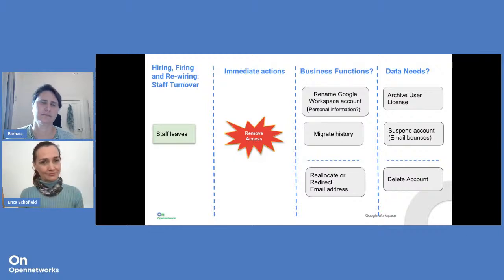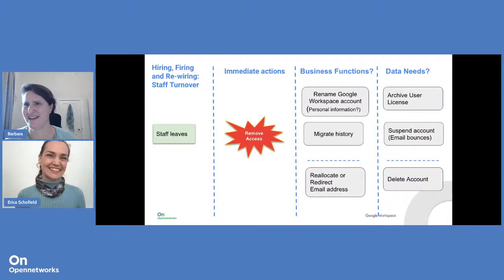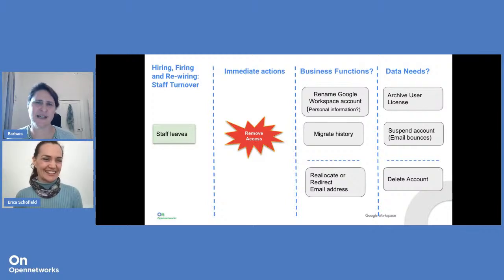So Barbara, the staff turnover slide, chat us through it, please. Yeah, so I think if you take away anything from the slide, it is the very noticeable big red star-shaped splodge in the middle. And the first thing you want to do, obviously, if staff leave, is to remove access for that user. So the easiest way to do that is to reset the password on the account. The other option you could do is to actually suspend the account.